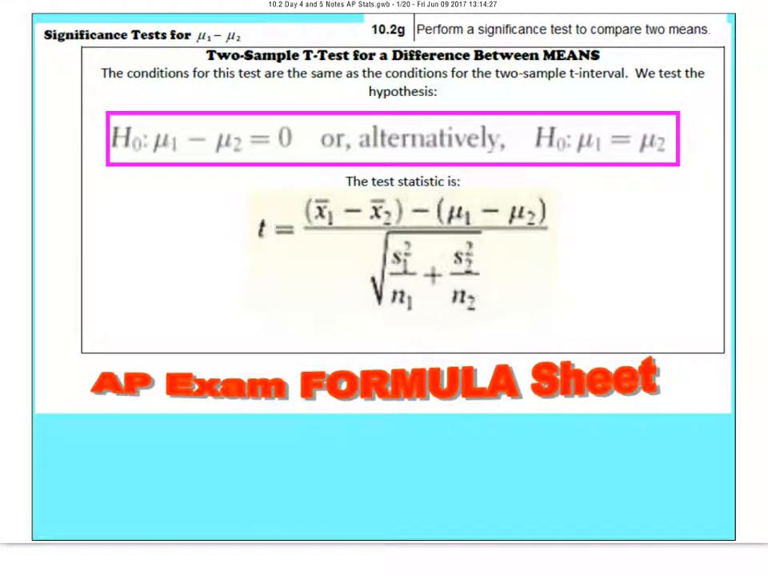In this video, we're going to investigate 10.2G and I. First, 10.2G says let's perform a significance test to compare two means. So here's the base information that we want to know. A significance test for the two means, here's our title, would be a two-sample t-test for the difference between means.